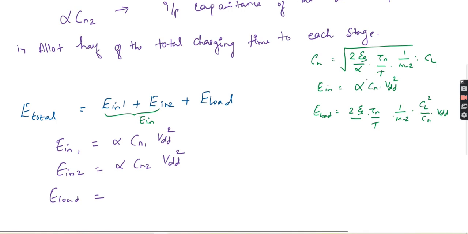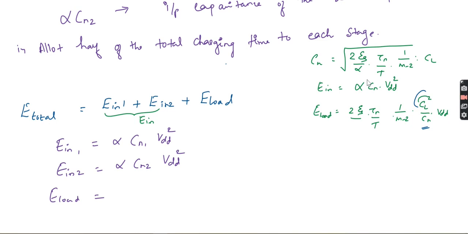See here, as we know, the CL is nothing but the final output stage, right? CL is nothing but the final output stage. The Cn is nothing but the input capacitance of the previous stage. Now you tell me, for the second stage, the output will be CL, but the input is Cn2. That is not Cn. I hope you might have got it.